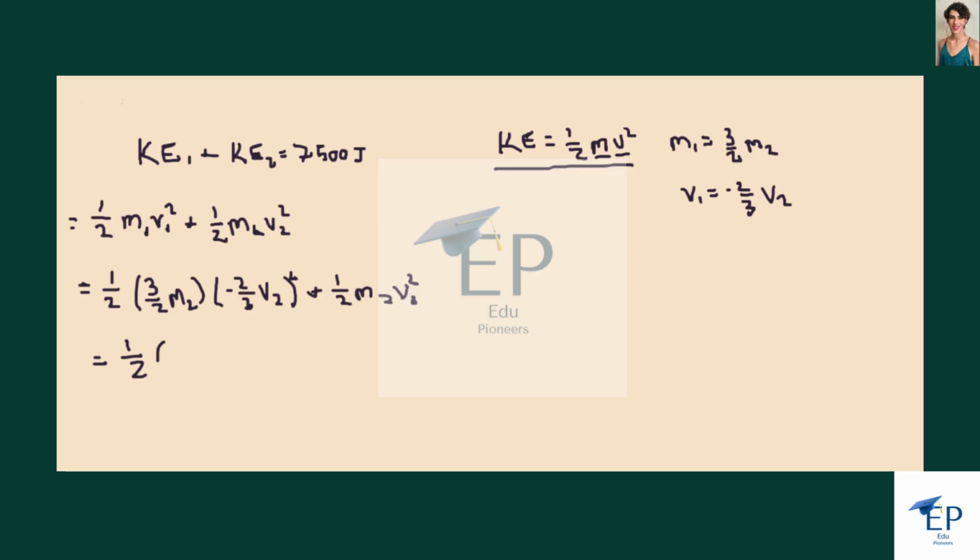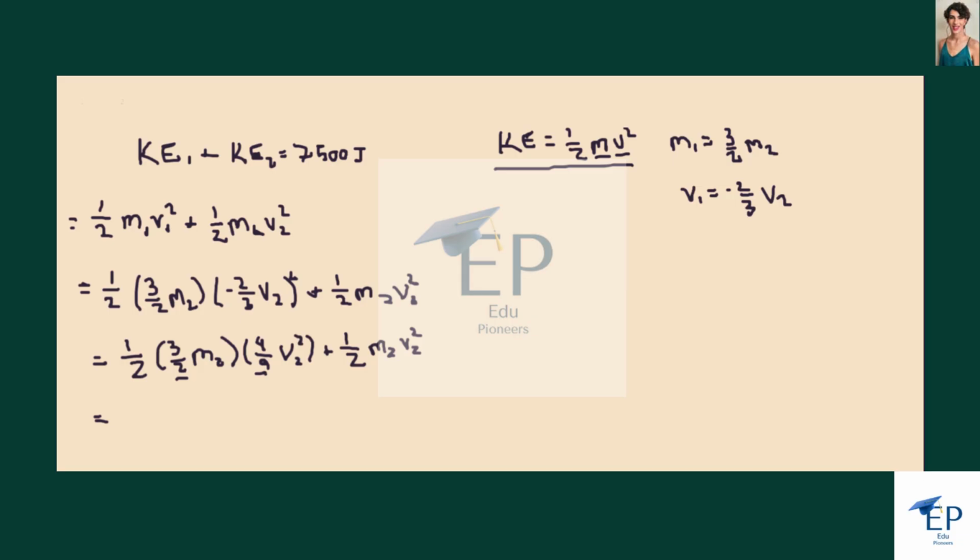You can do a little bit of math now. The mass is still 3/2 M2. Now, negative 2/3 squared. Well, that's just positive 4/9. That's now a V2 squared. And we still got the 1/2 M2 V2 squared. All right, now a little bit of mental math.